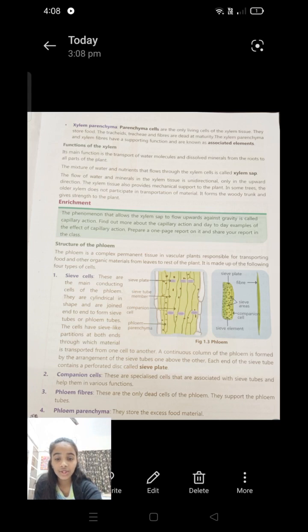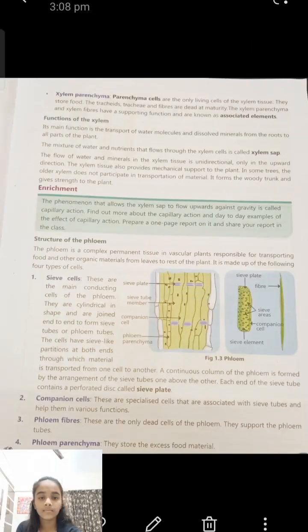Now let's see structure of the phloem. Question number 26. What is phloem? The answer is phloem is a complex permanent tissue in vascular plants responsible for transportation of food and other organic material from leaves to rest of the plant.